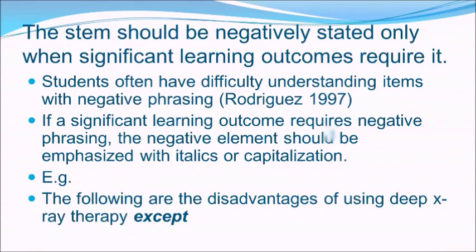I'm giving an example here. The following are the disadvantages of using deep X-ray therapy, except. The reason I'm using this question, where I want to be negative, is because there is more than one disadvantage, and whether the student knows all the disadvantages or not is my expected learning from the student. So there I can allow it, but I have to make sure the student understands I'm looking at a negative thing. I have to make it bold or italic or capitalize it. So this is very important, that it is very clearly stated in all MCQs.